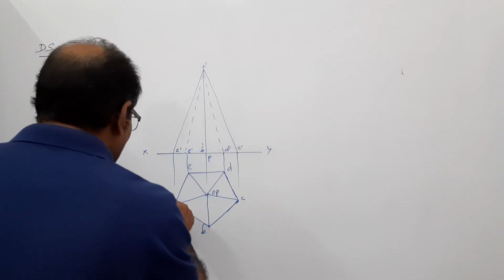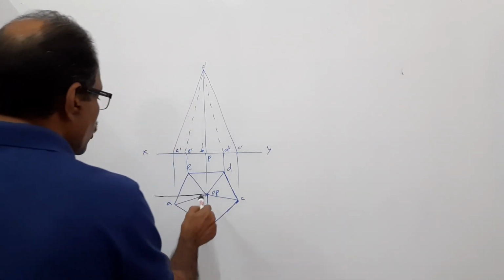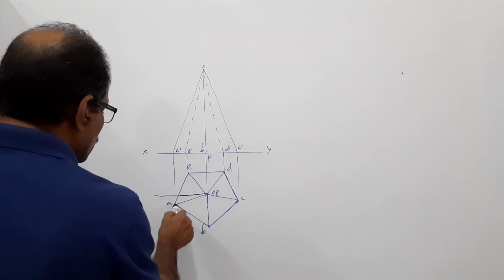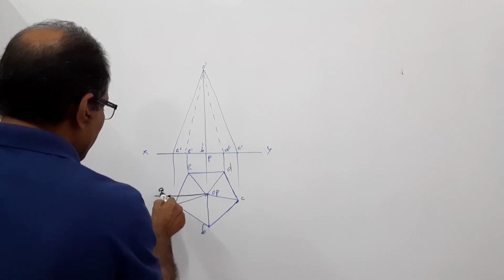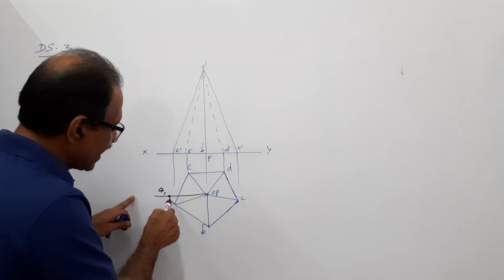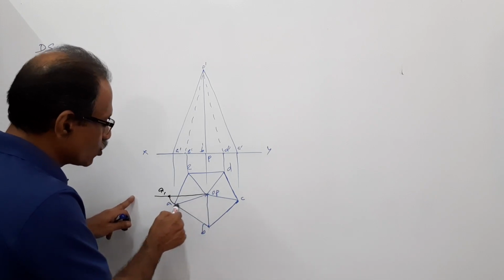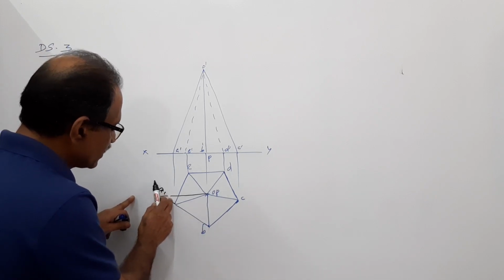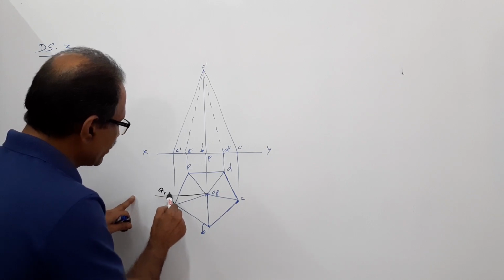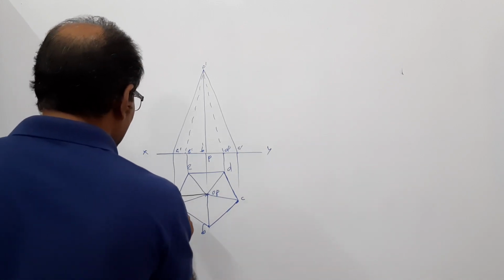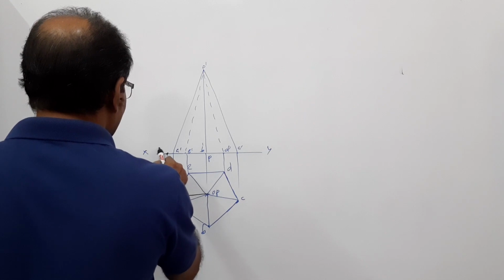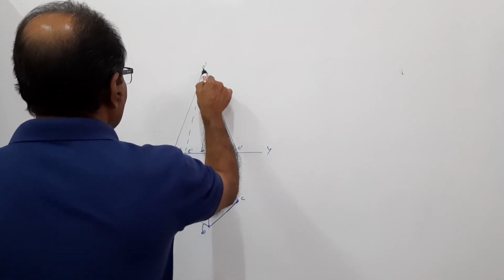Draw a horizontal line through O. O as center, OA as radius, draw an arc A1. What do you get? A1. Project A1 to XY line. I get A1 dash.